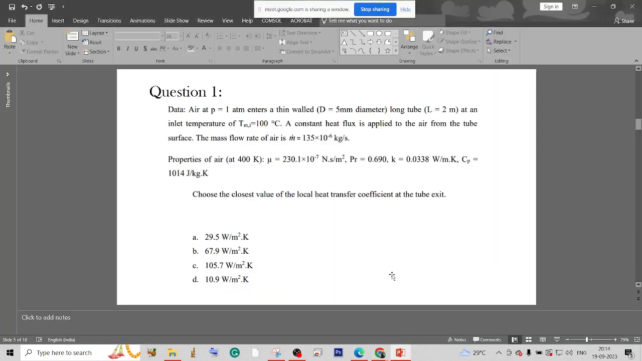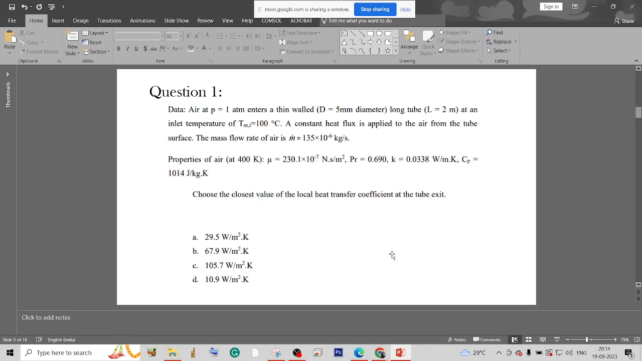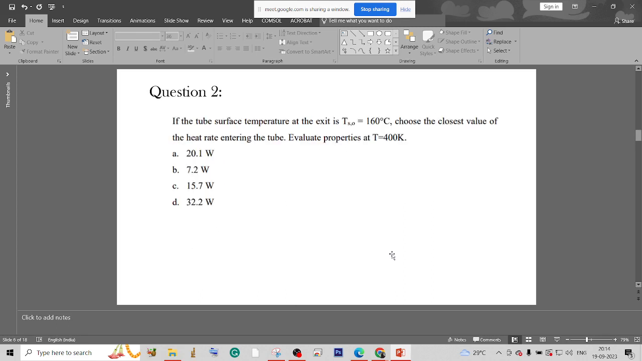Okay, now let us proceed to the next question. In this question, it is linked to the previous question, right? If the tube surface temperature at the exit is 160 degrees Celsius, choose the closest value of the heat rate. So here let me tell you, question number 1, 2, 3, 4 are all linked. So question number 2 is also linked to question number 1. For question number 2, the surface temperature of the tube is given, and we have to choose the closest value for the heat rate that is entering the tube.